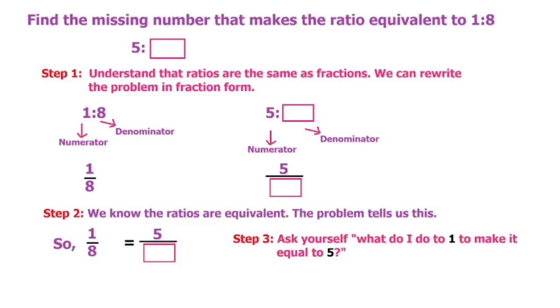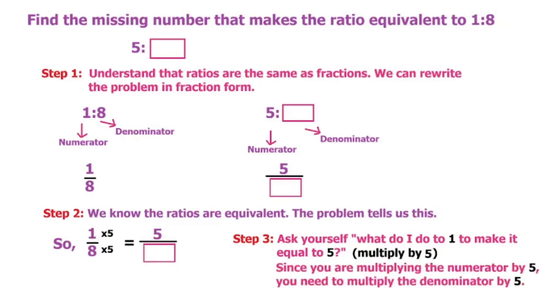So now we need to ask ourselves, what do I do to 1 to make it equal to 5? So what do I do to this number to make it equal to 5? Well, you can multiply it by 5, right? So whatever you do to the numerator, you have to do to the denominator with fractions, remember? And if you don't remember, that's okay. You could take a look at the description. There's links there to videos of mine that are similar to this and also review fractions.